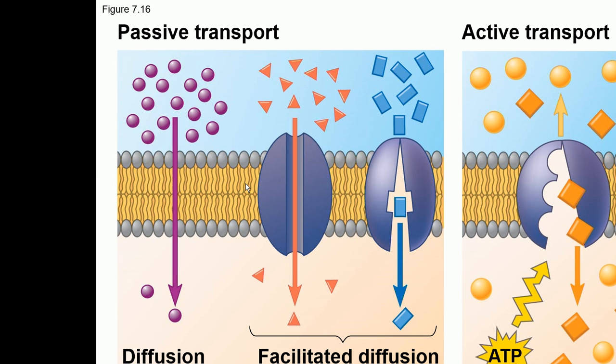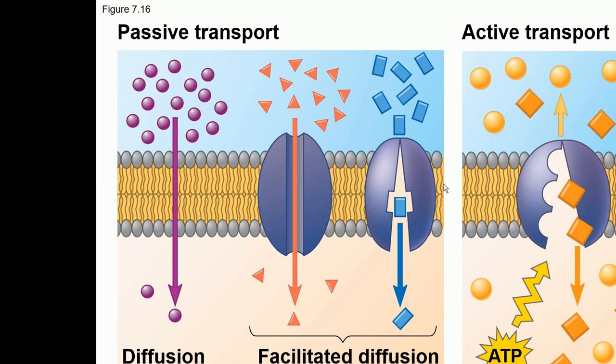This basically shows overall all the 3 processes we have discussed. Passive transport includes diffusion, where molecules move from high concentration to lower concentration. No transport protein is involved in this process. The second is called facilitated diffusion, in which molecules move from high concentration to lower concentration through the transport proteins. So these are channel proteins, these are carrier proteins. So this is facilitated diffusion.